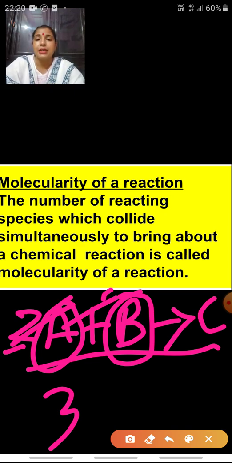But if the reaction is a complex reaction, what is a complex reaction? One which is taking place in more than one step. Now, for a complex reaction, each step will have its own molecularity. Molecularity is for each and every step, but the order of the reaction is given by the slowest step. That means the molecularity of the slowest step will be called the order of the reaction.